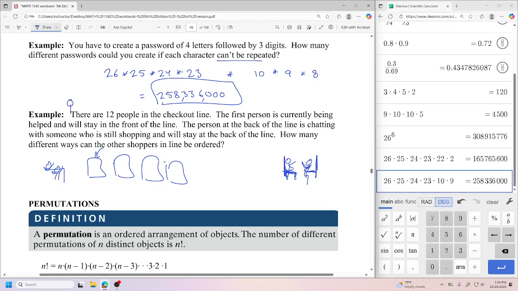Like they're all standing out here. Let me put my 10 people. They're all standing outside the line. And I have to put them in. How many options do I have now? How many people are standing and waiting? 10. So one goes in there.